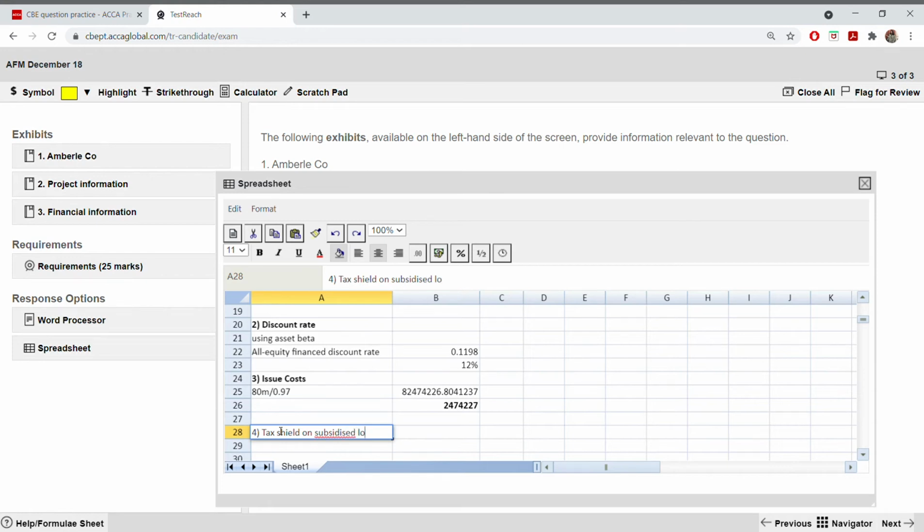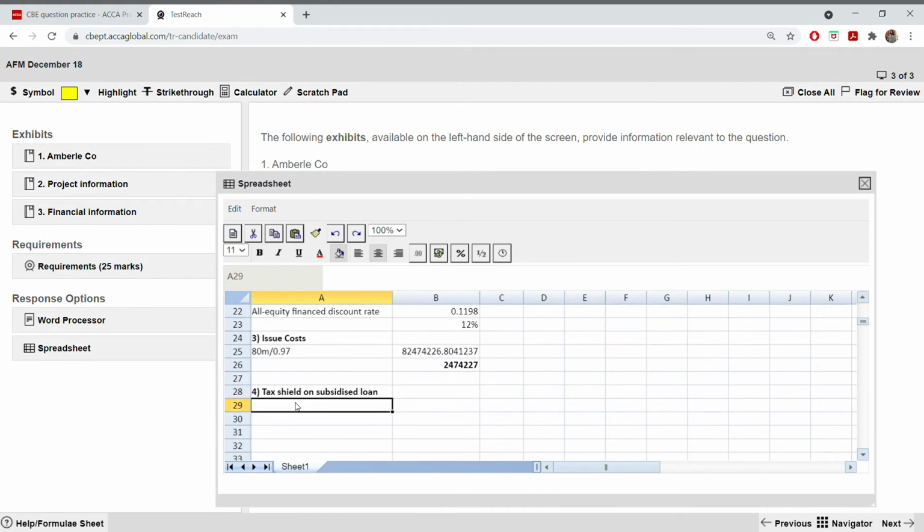Subsidized loan. So it's not 80 plus 70, 150, and on that you find tax shield. No, no. 80 and 70 separately you have to find. Tax shield on subsidized loan. So I will hold it out. All these are workings. You need all these workings.